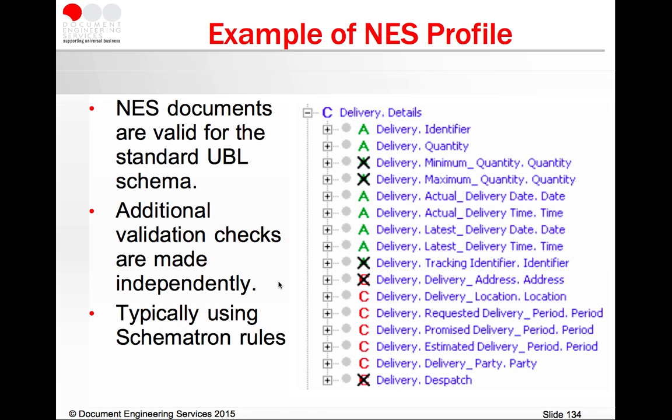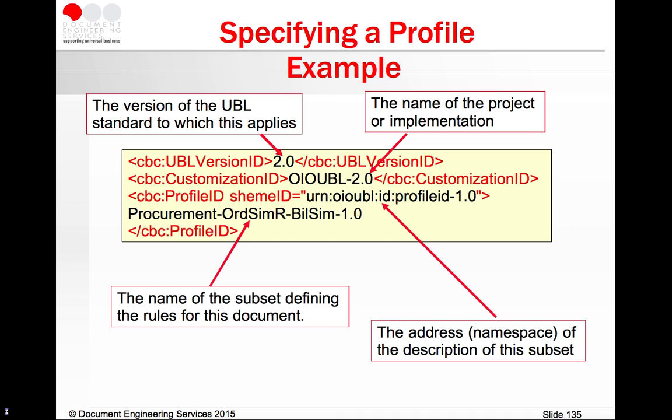Now, another significant point here is that the NES profile is just a piece of documentation. It's either a diagram or a table or a list that identifies the elements of UBL to be used. To validate that requires additional checks made independently of UBL, and typically and increasingly people use technologies such as Schematron to validate that your particular restriction follows this profile. That has nothing to do with UBL. That's an implementation decision.